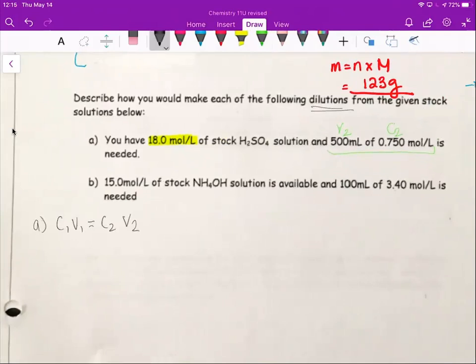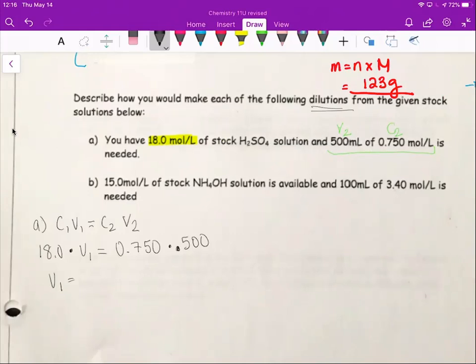I have 18 molar. I need to calculate how much sulfuric acid, and you'll notice that in my process work, I don't include units until the very end, or I go back and forth. That's completely fine. Just make sure in your final answer, you include the units. My next concentration is 0.750 molar, and the volume, 500 milliliters, right? What did I do wrong? 500 milliliters. I have to change it to liters.